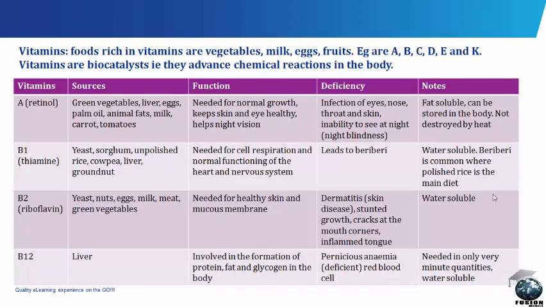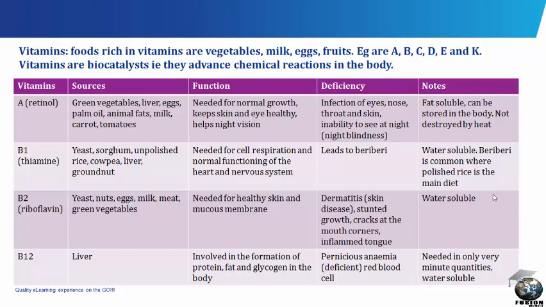Vitamins. Foods rich in vitamins are vegetables, milk, eggs, fruits, etc. Examples are vitamins A, B, C, D, E, and K. They are required in small quantities and are known to maintain healthy living. Vitamin D can be synthesized by mild sunlight.